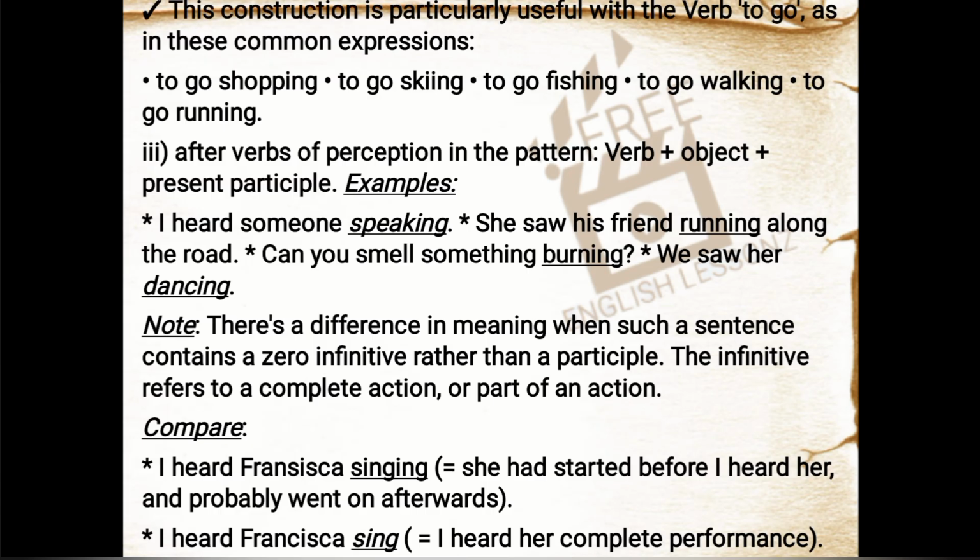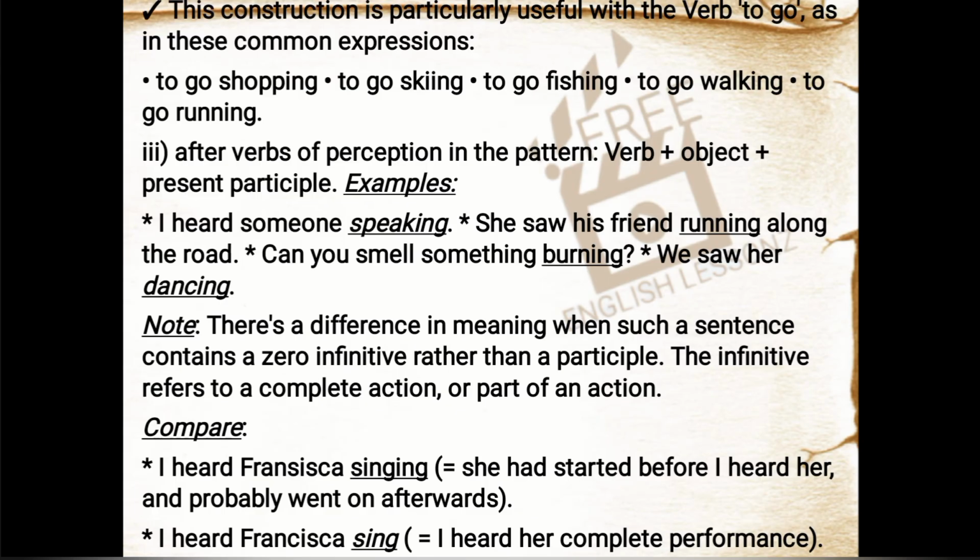3. After verbs of perception, in the pattern verb plus object plus present participle. Examples: I heard someone speaking. She saw his friend running along the road. Can you smell something burning? We saw her dancing.